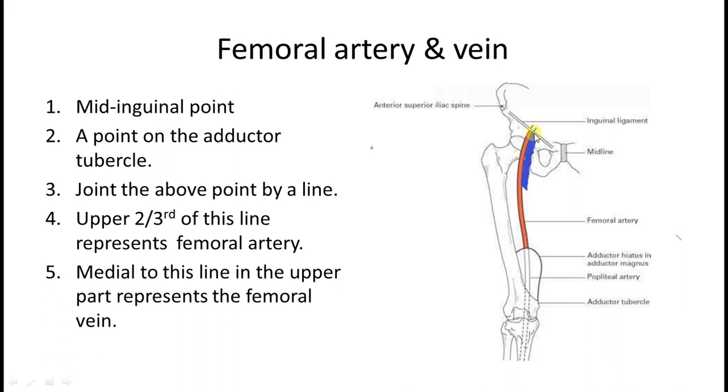So medial to this line, I have actually given only the upper part of the femoral vein, but then you can continue it to even its course in the adductor canal. So the femoral artery is again very important, and the femoral vein, because for so many clinical procedures, if you want to put a catheter, and for so many other procedures, the femoral artery is most preferred. So knowing the surface marking of the femoral artery is essential.